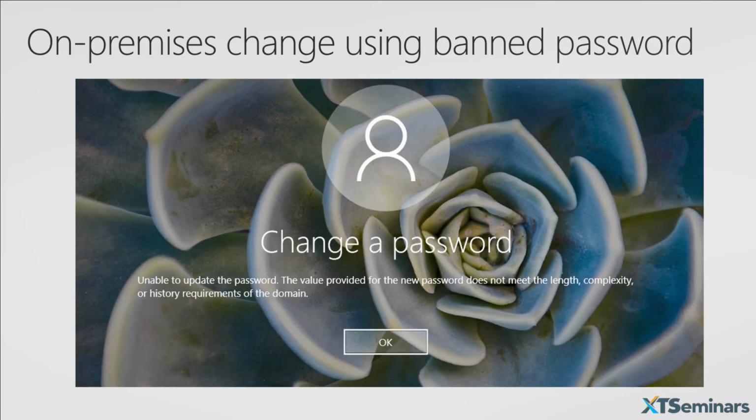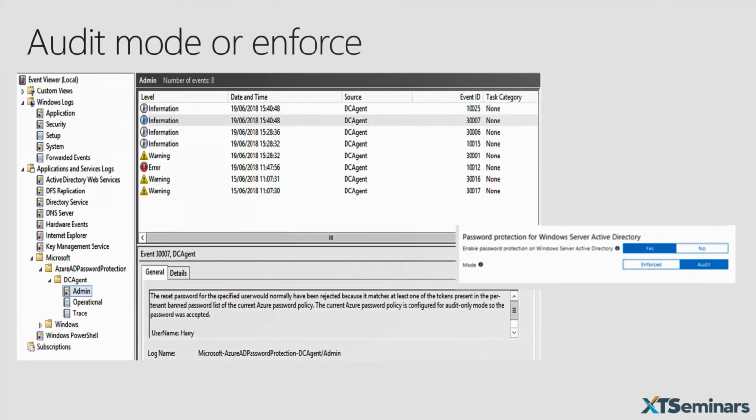When it comes to actually on-prem password changes, banned password is a very similar message. In fact, it's exactly the same message if you failed the on-prem policy. So it doesn't give you any hint that it's to do with the banned password list. You can enable audit mode, or you can enable enforce. My recommendation: put it in audit mode, see how many bad passwords you're getting over a period of time, educate your users, and then switch it to enforce. And we get actually very meaningful messages in the event logs.